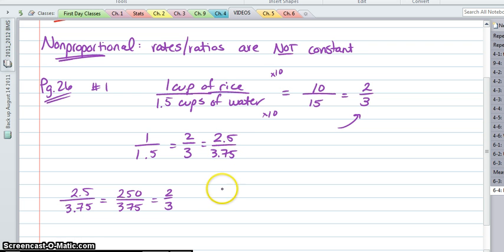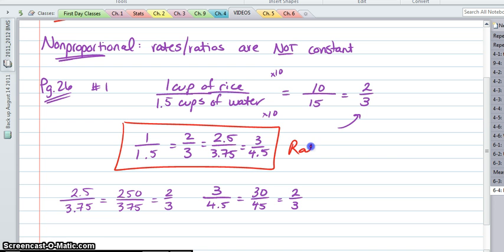And then our last ratio given is 3 to 4.5. I'm going to multiply by 10, 30 45ths. I can divide by 15 and again get 2 to 3. So all of the ratios presented in this table are the same. That means that between the cups of rice and cups of water, we have a proportional relationship.